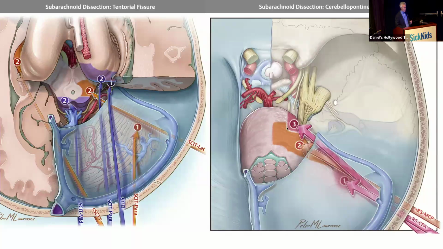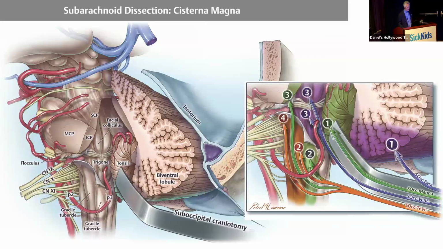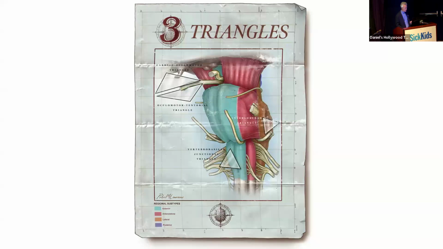For the pons, we have the cerebellopontine cistern shown here. For the medulla and the lower pons, we have the cisterna magna to navigate. And once again, you can see the different variations of approach through these trajectories. So the next thing I want to bring out is this idea of triangles.